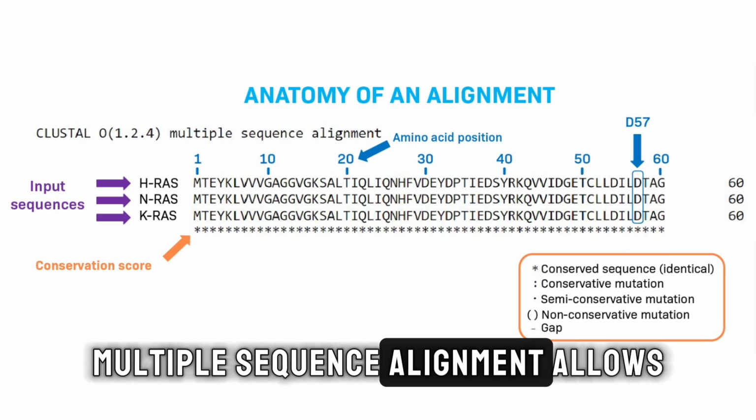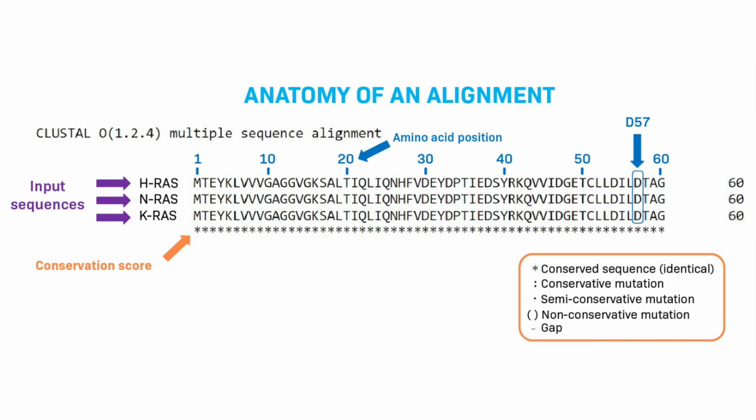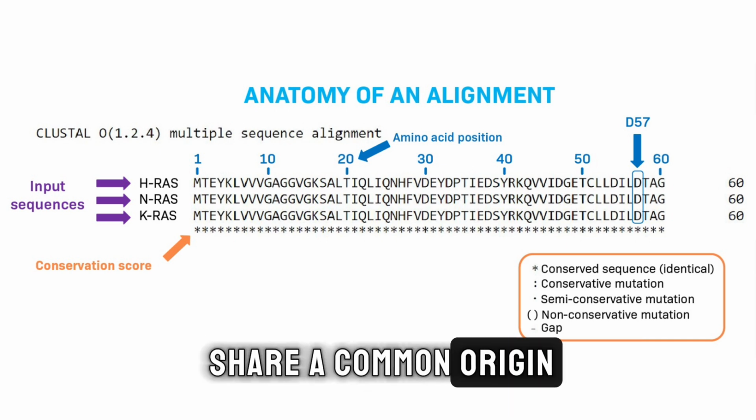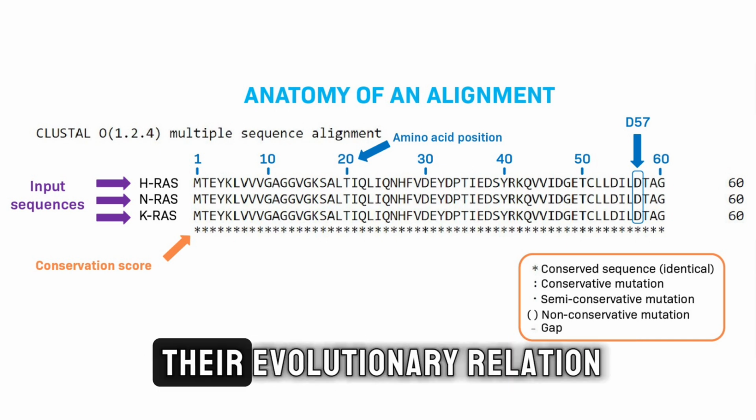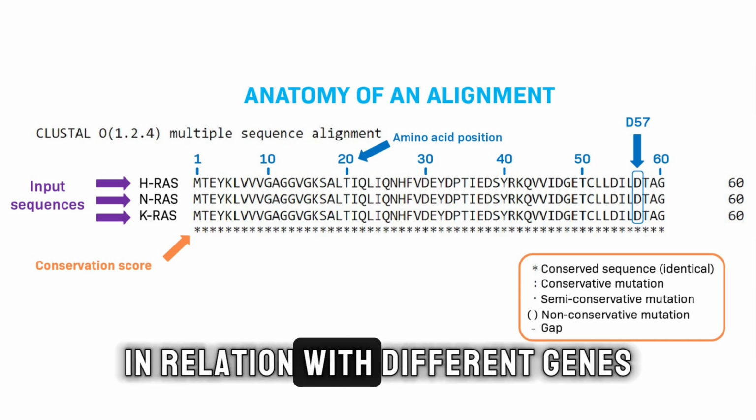Multiple sequence alignment allows us to compare the sequences and identify homologous regions, that are regions that share a common origin, which allows us to understand their evolutionary relation and predict how specific genes behave in relation with different genes.